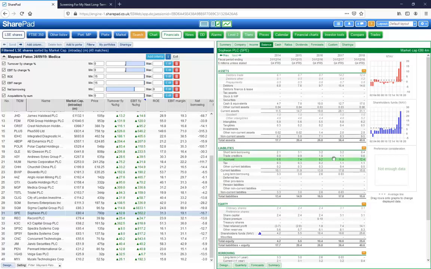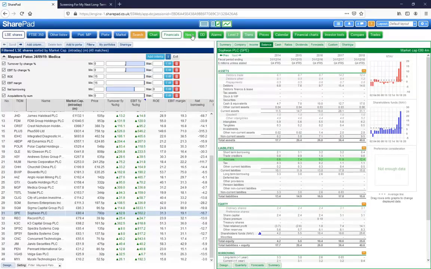Always worth looking at large liabilities. So here we've got liabilities on the balance sheet. The big number here is 12 accruals. So we need to discover what exactly accruals are. Always worth double checking what any large liabilities are.